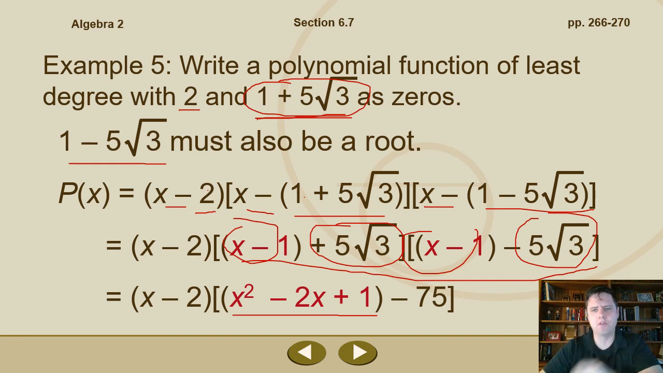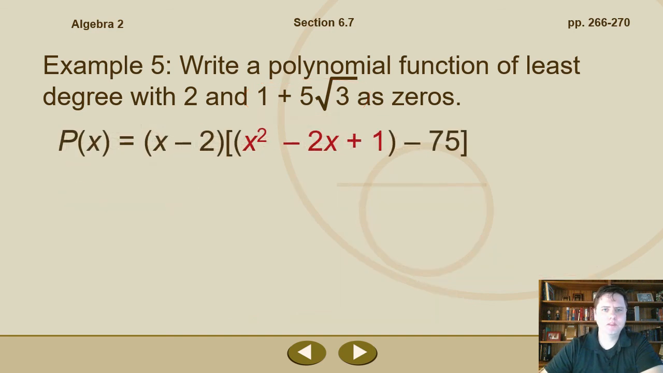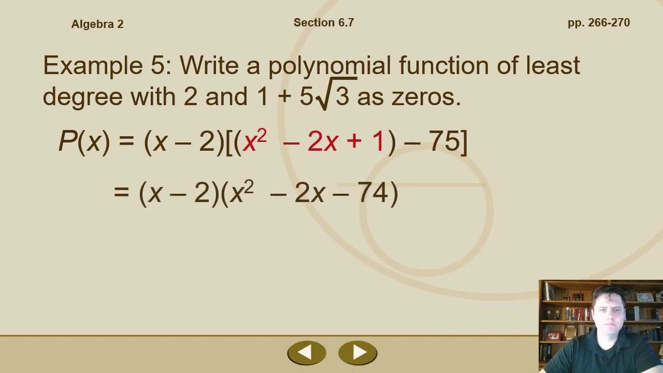So we just get rid of all of that, and we just have the last term then, 5 square roots of 3 times negative 5 square roots of 3, which gives us a negative 75. And then we can combine like terms. So we get x minus 2 times the quantity x squared minus 2x minus 74. Remember, we just add these two together and get a negative 74.